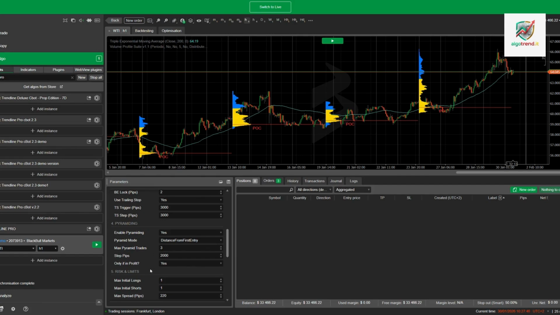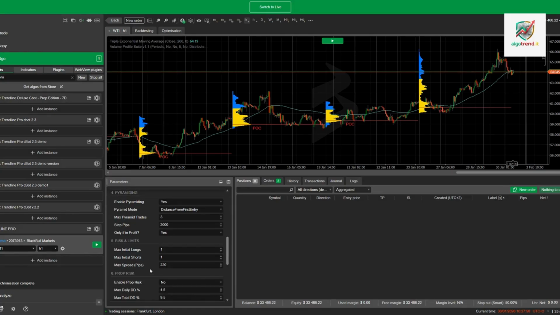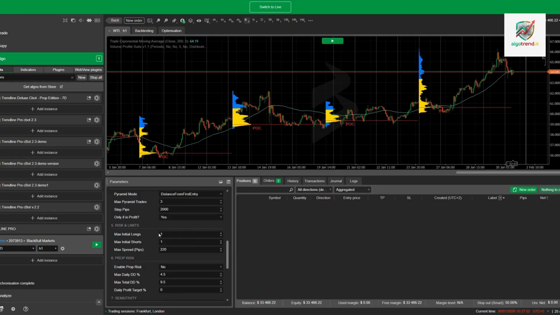Number 5, Risk and Limits, controls exposure and trading conditions. Max initial longs/shorts limits base entries per direction. Max spread in pips prevents trading during poor liquidity or wide spreads.